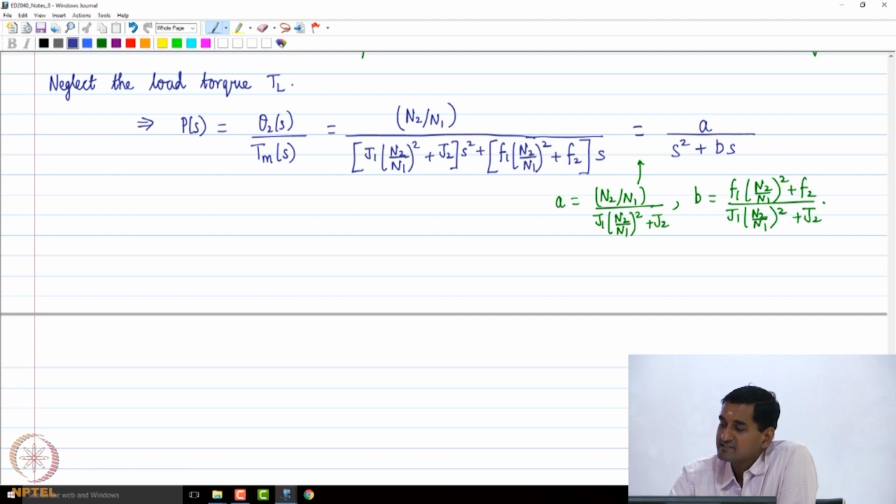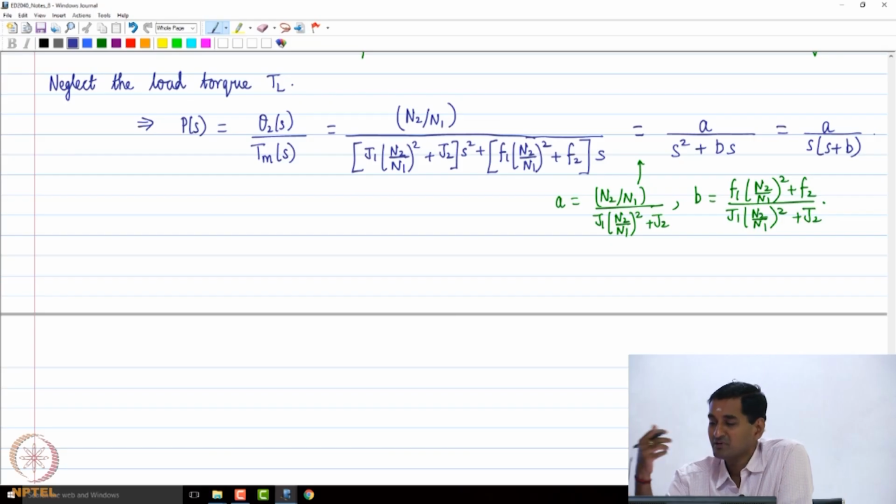So, immediately we can see that this is a second order system whose transfer function is of the form A divided by S times (S plus B). Obviously, A and B are positive, right. One can immediately note that the parameters A and B are positive. Okay. And what are the system or plant poles? We have a pole at the origin, we have a pole at minus B, right.